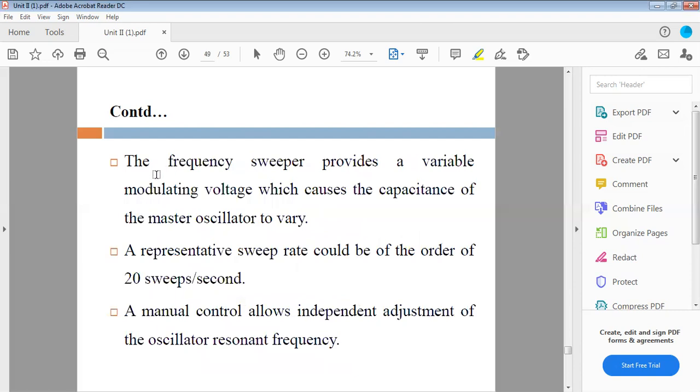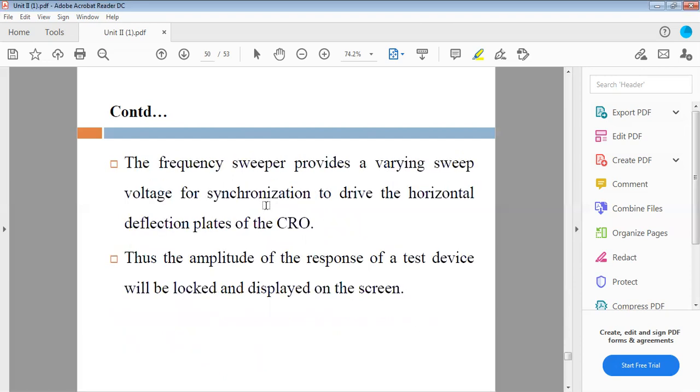So I'm repeating again. The frequency sweeper provides a variable modulating voltage which causes the capacitance of the master oscillator to vary, and it produces a sweep rate in the order of 20 sweeps per second. We are also having a manual control which allows the independent adjustment of the oscillator resonant frequency. Next, the frequency sweeper provides a varying sweep voltage in order to synchronize and drive the horizontal deflection plates of the CRO. As we all know, in the CRO we have horizontal deflection plates and vertical deflection plates.